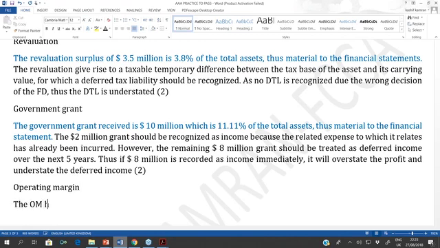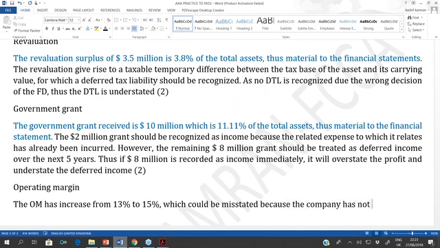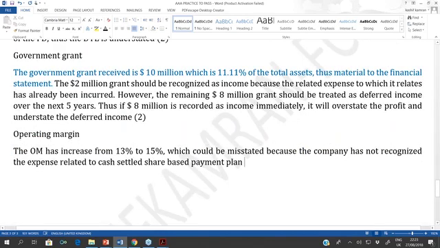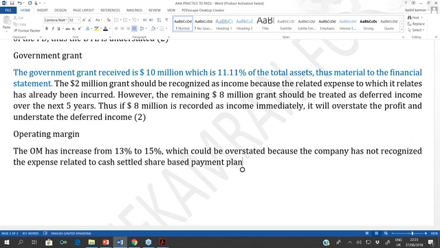The operating margin has increased from 13% to 15%, which could be misstated because the company has not recognized the expense related to cash settled share based payment plan. So the OM has increased from 13 to 15, which could be overstated because the company has not recognized the expense relating to the cash settled share based payment plan. So see, we connected the expense with OM.